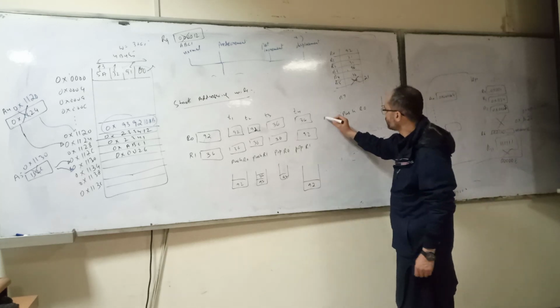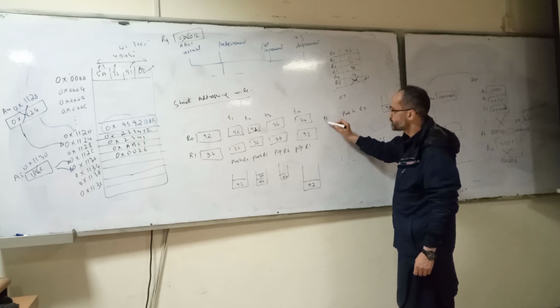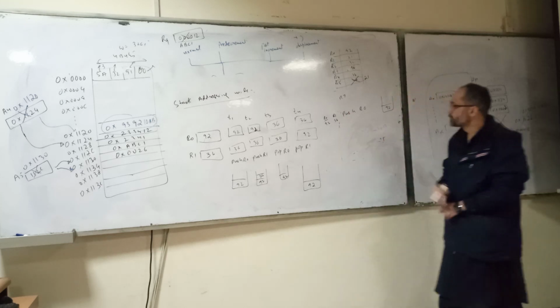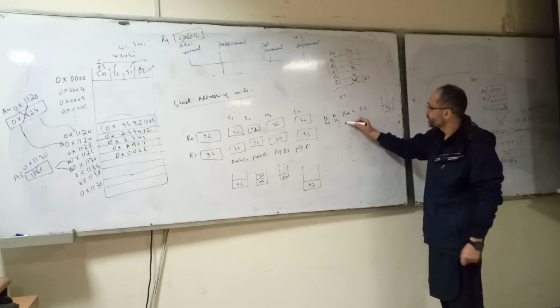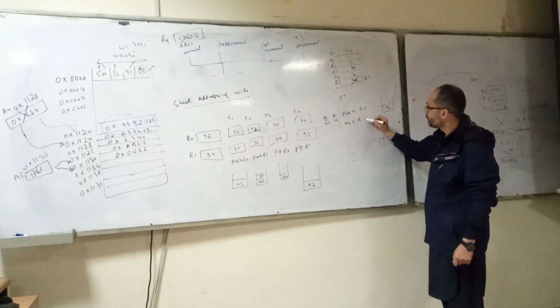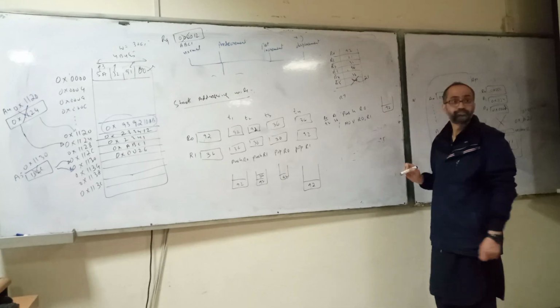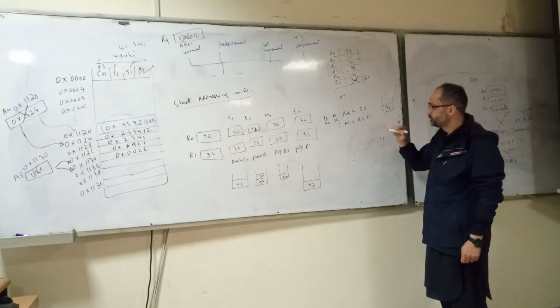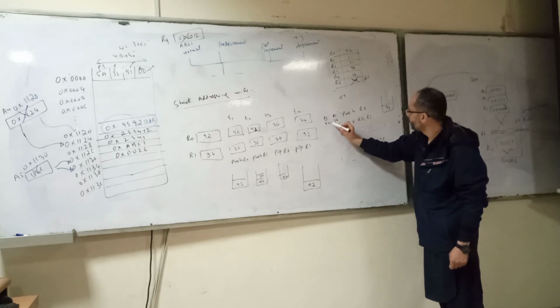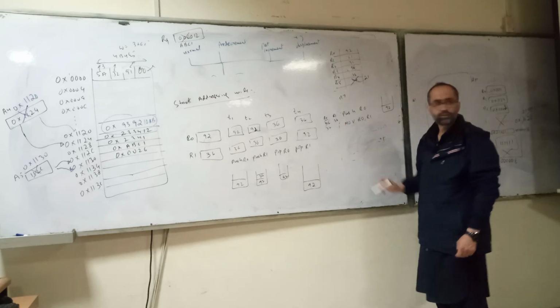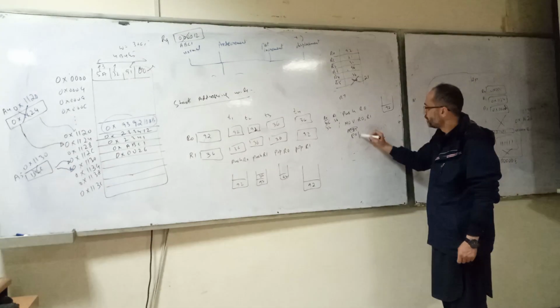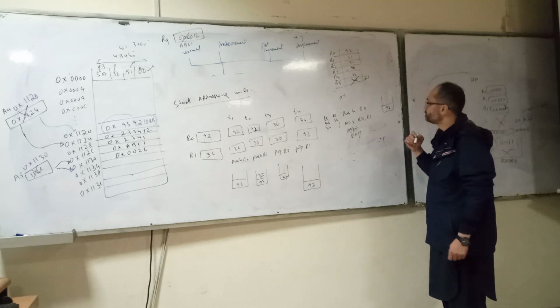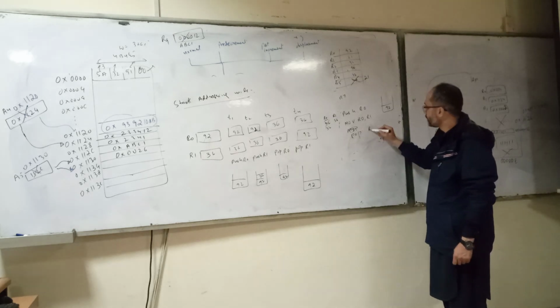R1 is 36, and the value pushed is 92. So can we do it like this? Move R0, R1, so R0 gets 36. Then use pop. Pop R1. So R1 gets 92.